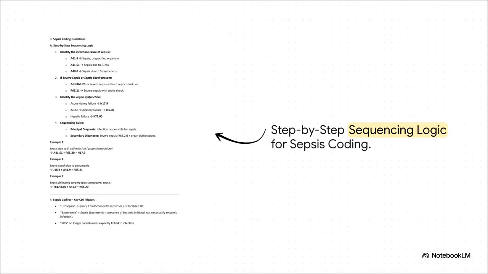To really see this in action, let's apply it to a highly complex, everyday scenario: sepsis. The sequencing guidelines here are brutal. First, you absolutely have to code the underlying infection, like pneumonia. Then, if the provider actually documents severe sepsis, you add a code for that, which must be followed by a code for the specific severe organ dysfunction, like acute kidney failure. You can't just vaguely code severe sepsis without explicitly linking it to an infection on one end and organ dysfunction on the other. The required specificity is off the charts.